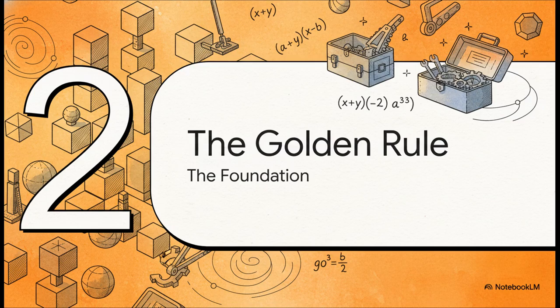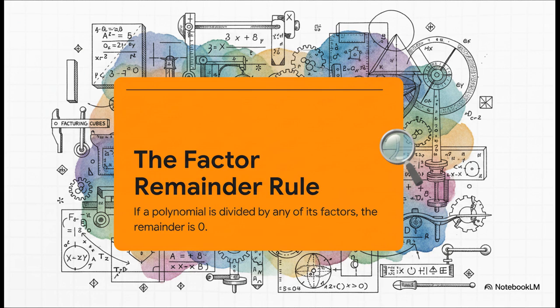So now that we've got our blueprint, it's time to lay the foundation. Every good toolkit needs that one core rule, the one principle that everything else relies on. For us, that's what we're going to call the golden rule of factoring. And here it is. It's officially called the factor remainder rule, and this is your absolute best friend.